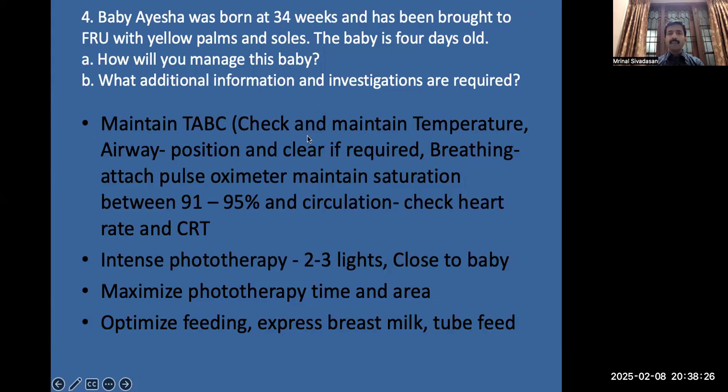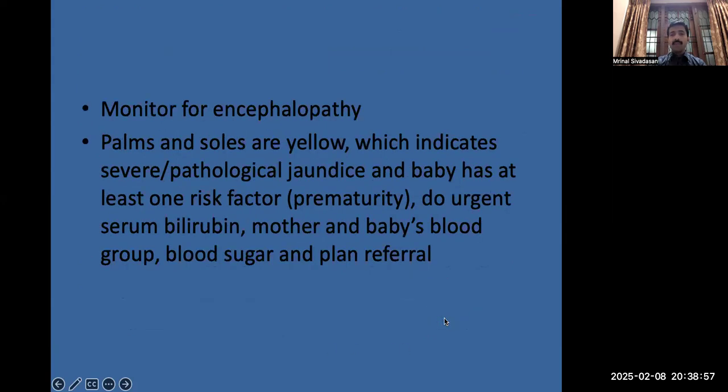So maintain the temperature, airway, breathing, and circulation here also, and check the saturation and maintain it at 90 to 95%. And circulation also you check by checking the heart rate and capillary refill time. Now start intensive phototherapy with 2 or 3 lights, keeping them close to the baby, so as to maximize the phototherapy time and area. Now optimize the feeding, and maybe you can give expressed breast milk even by tube feed, and monitor for encephalopathy, which is indicated by poor feeding and lethargy.